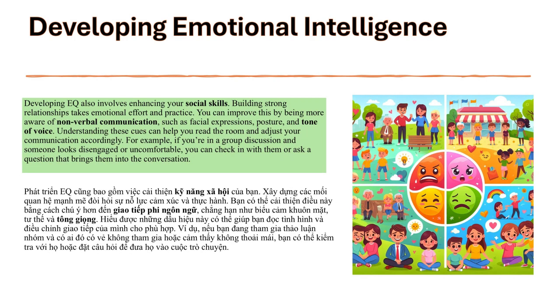Developing EQ also involves enhancing your social skills. Building strong relationships takes emotional effort and practice. You can improve this by being more aware of nonverbal communication, such as facial expressions, posture, and tone of voice. Understanding these cues can help you read the room and adjust your communication accordingly. For example, if you're in a group discussion and someone looks disengaged or uncomfortable, you can check in with them or ask a question that brings them into the conversation.